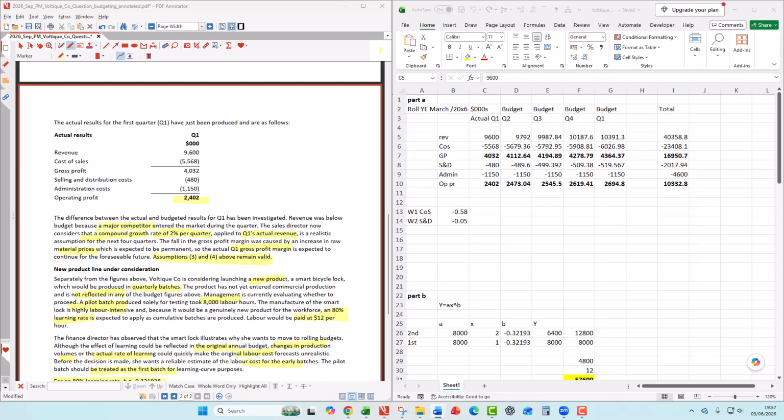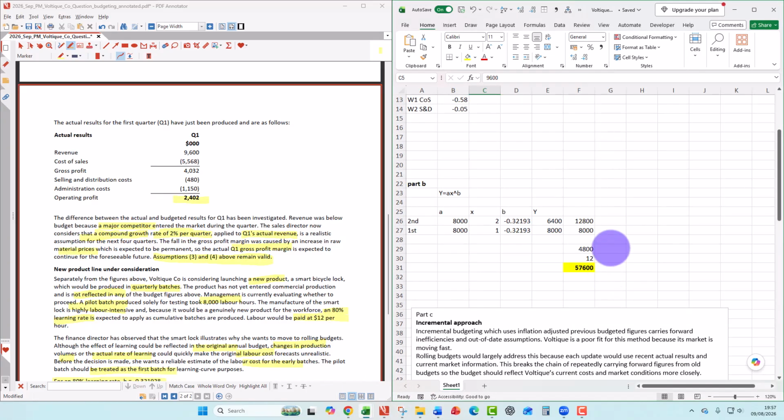So this next question was around the learning curve. Is the 8,000 hours the time for the first batch or the average time per batch? In this scenario, it's both, because the first batch took 8,000 hours, so it's the actual time for that batch. But because there's only one batch, it's also the average. 8,000 divided by 1 is 8,000. So the answer there is yes to both. It's the average time and the total time, or the cumulative time.